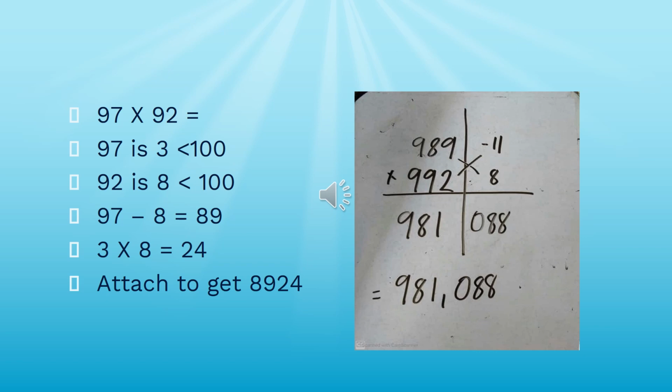Next, we will multiply the distances, which are 11 and 8. Okay? And it is quite easy. 11 times 8 is 88. However, we need 3 digits here. So we add 0 to 88 to make it 088. So remember, we have 981 as our partial product in our previous step, and we are now ready to attach 088. So our final answer should be 981,088.